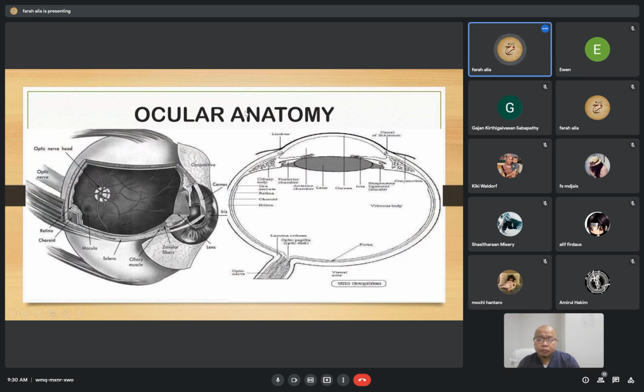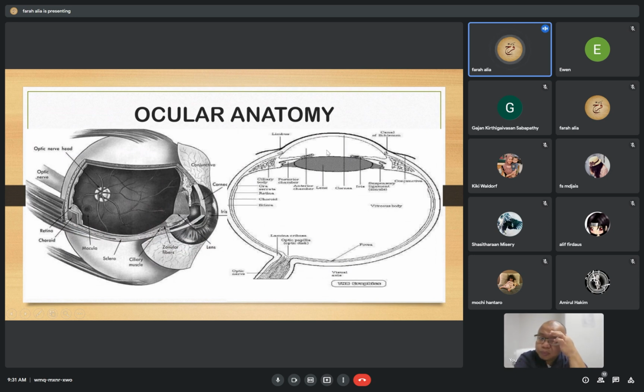This is the eye anatomy. The eye is divided into 3 layers. The most outer one is the cornea, the middle one is the choroid, and the most inner one is the retina. For the posterior part, in between here we have the vitreous body, and anterior here we have the aqueous humor, which is produced by the ciliary body.